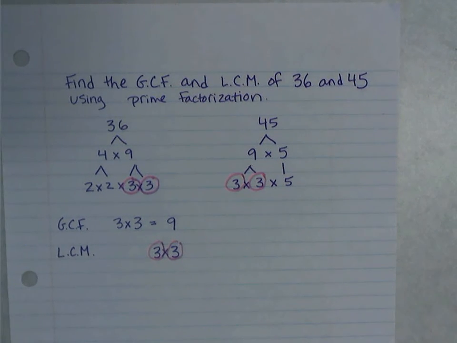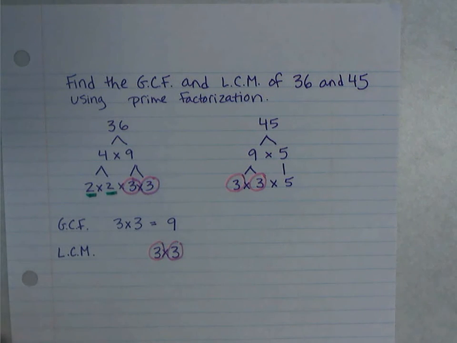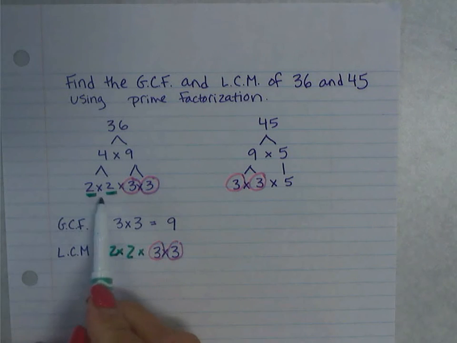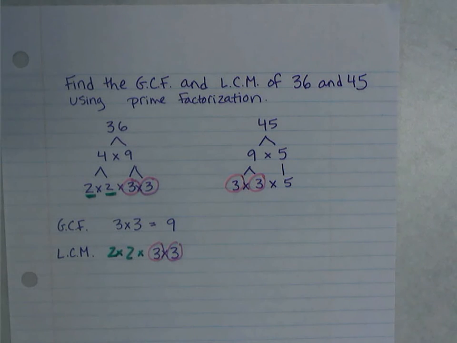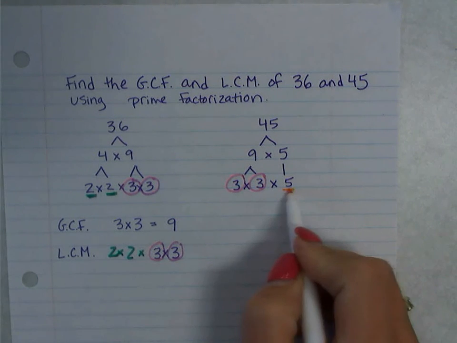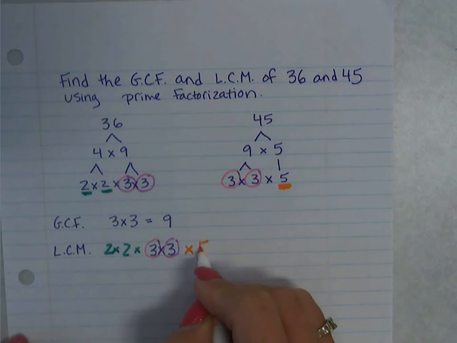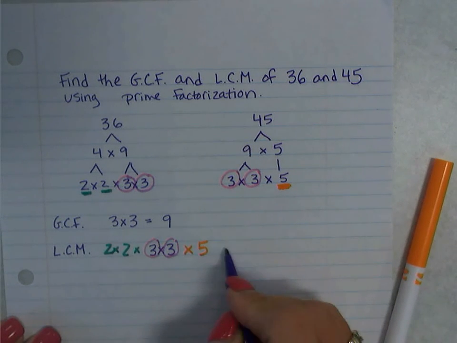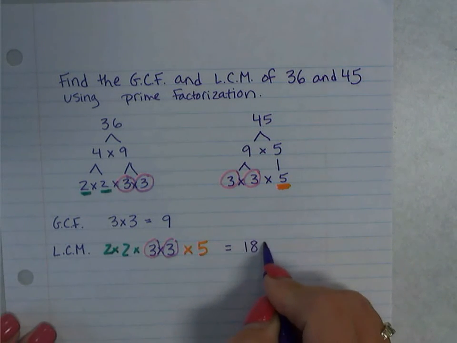And now we need to say, okay, what else was over in this prime factorization of 36? Because in order for it to be a multiple of 36, we must include that entire factor string. So we have to add two factors of 2. Next, we have to look at the other prime factorization and say, what else needs to be included here? And you can see that we have not yet included the 5. So now we just need to take 2 times 2 times 3 times 3 times 5 and do the math there. And when we multiply that all out, we get 180.